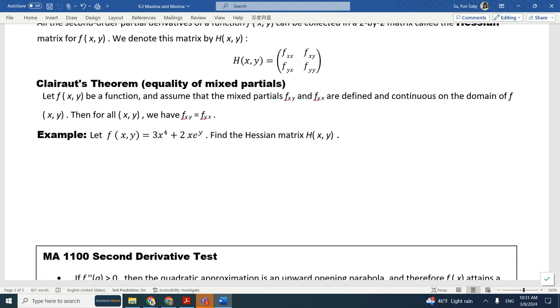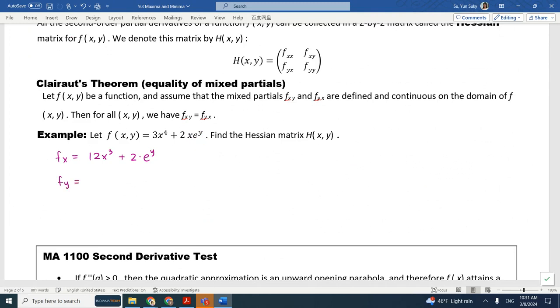So we have the following function. We find fx. How about you guys take turns to tell me the answer? Okay, what is fx? What's the derivative of 3x to the 4? It'll be 12x cubed. Yes. And then this one? And e to the y is like a constant. Yeah. So we get that.